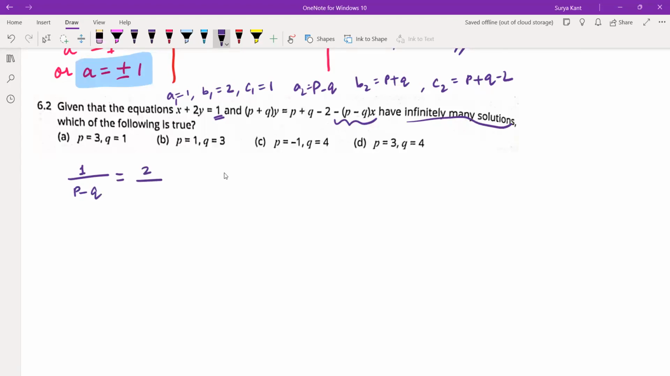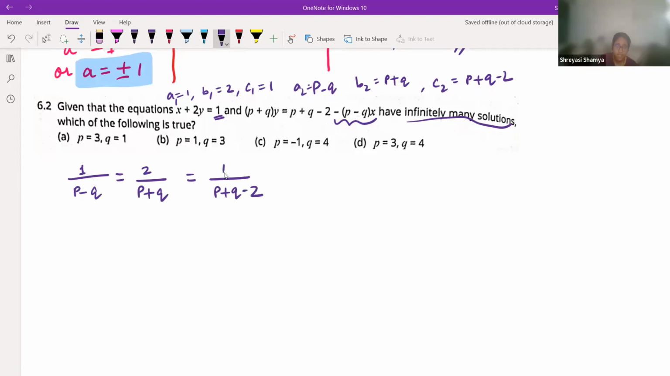Children, is what I've written correct? Or did anyone get a different answer, a different way? Tell me. Did everyone do it the same way as what I've done here? Yes, sir. Correct, sir. So if you solve this, what will you get? I don't think you'll get the proper answer over here.